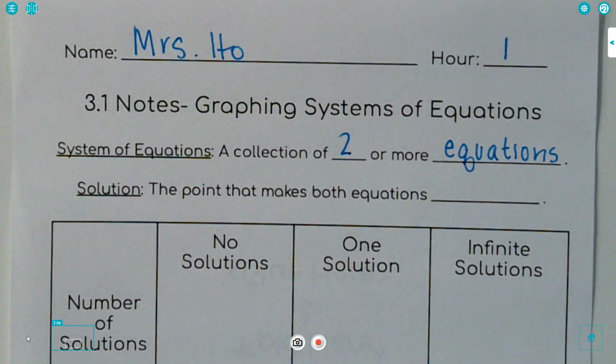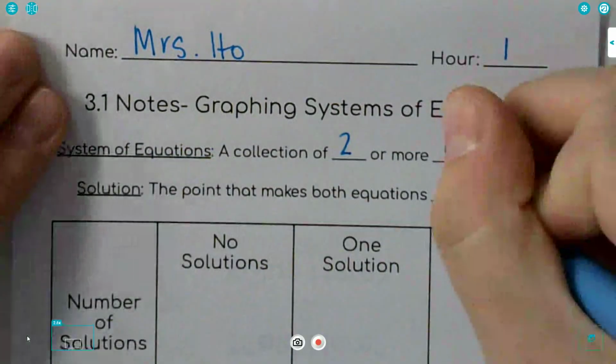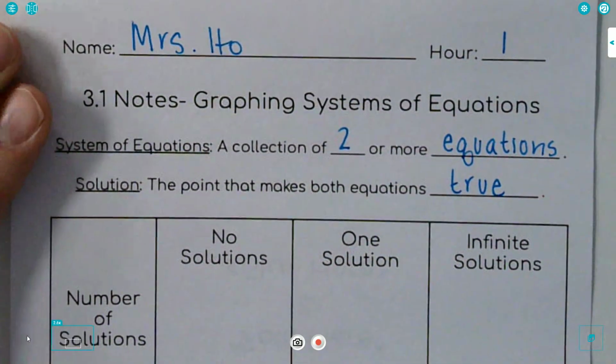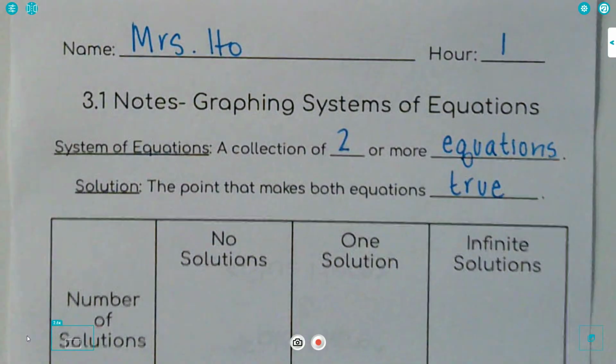The solution to a system of equations, instead of being all of the points along one line, we're going to have two lines, and it is going to be the point that makes both of our equations true. So there's going to be one point along both lines that makes both of our equations true. In most cases, it's going to be where they cross.